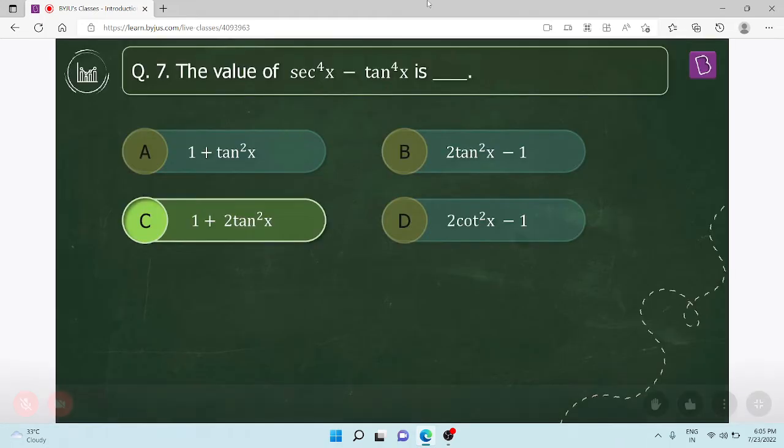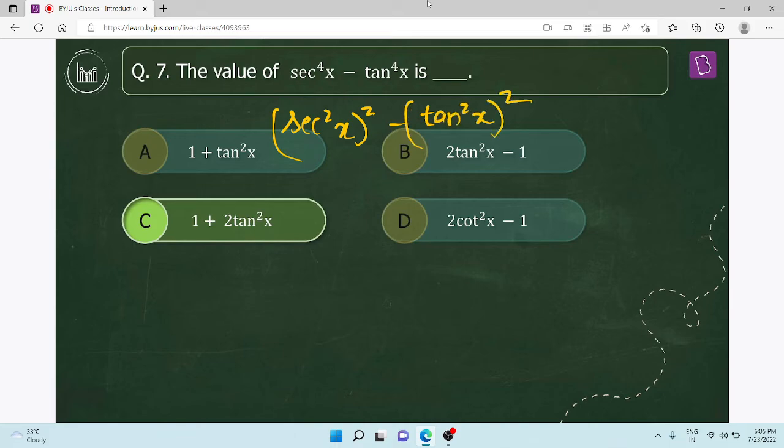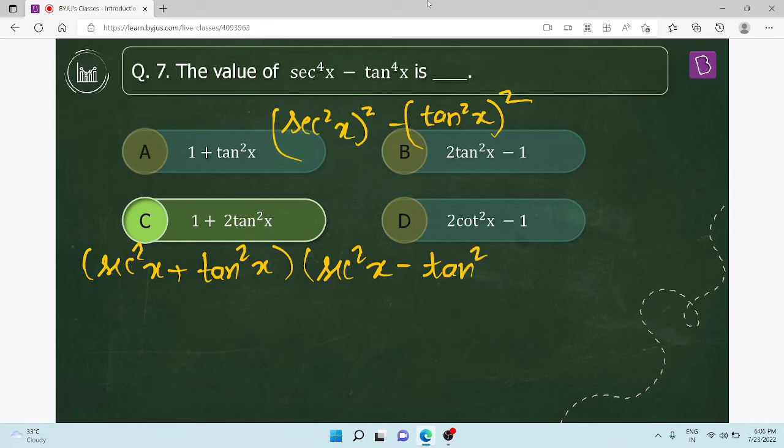Students, the answer is option C, 1 plus 2 tan square x, because as I told you, write sec to the power 4x as sec square x whole square minus tan square x whole square. So a square minus b square we can apply here. So it will be a plus b, sec square x plus tan square x, into a minus b, sec square x minus tan square x. A plus b, a minus b.